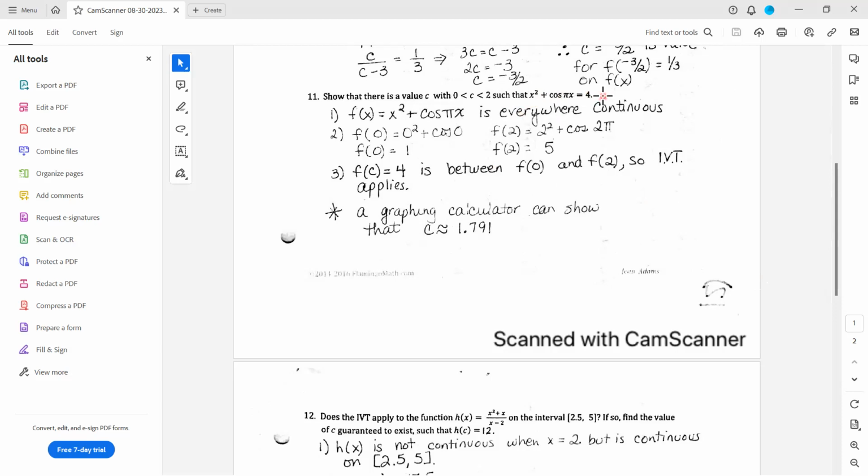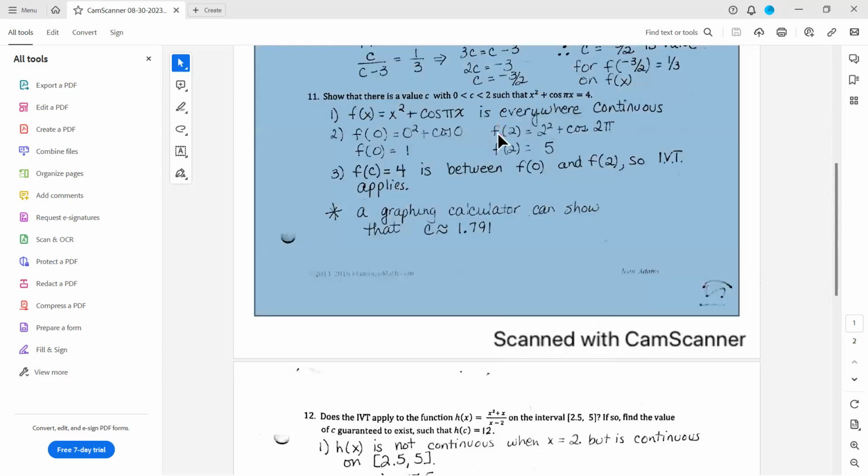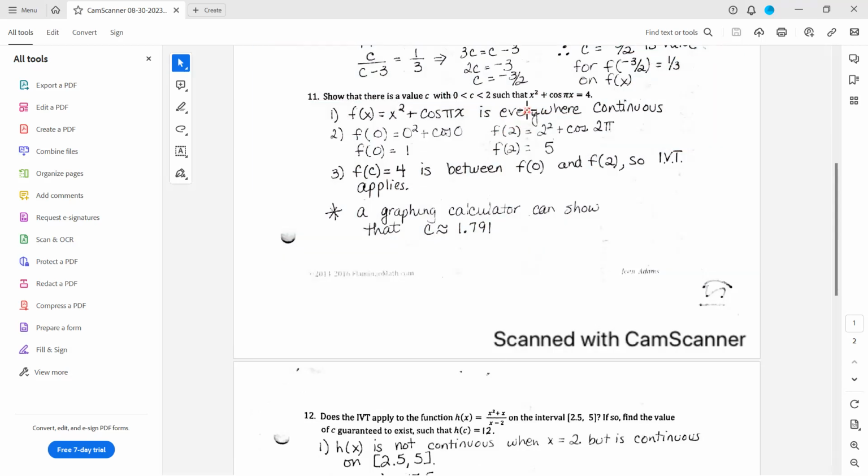Now, if I had another cosine over here, then I'd drag everything to the left, make it equal to 0, maybe, right? But the function here is just the left-hand side. Hence, number 1 here, her function is x² plus cosine pi x. We'll come back to the continuity in a minute.